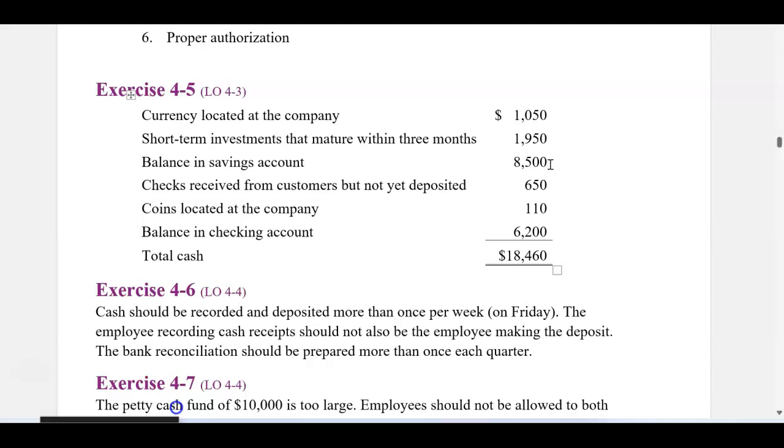Balance in the saving account, yes, that's cash. Check received from customers but not deposited will be considered as liquid. Coins, obviously, is cash. Balance in checking account, yes, that's also cash. So combined in the balance sheet, you will see $18,460, which you call cash or cash equivalents.